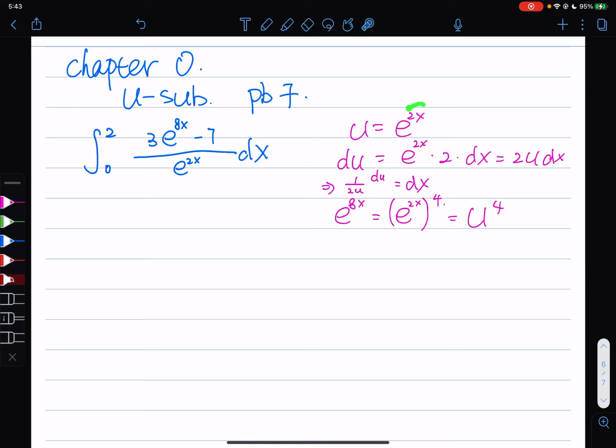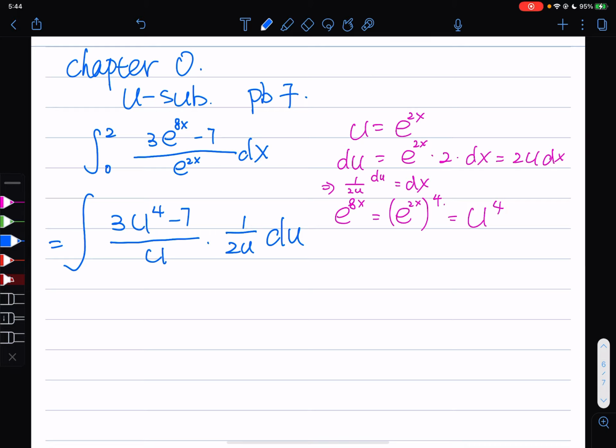So every time you see e to the 2x, it's u. Every time you see dx, it's du over 2u. Every time you see e to the 8x, it's u to the 4th. So by doing this for the reformulation, you are capable of rewriting your original function into a function that looks like this, and then 1 over 2u du, and you want to take integration.